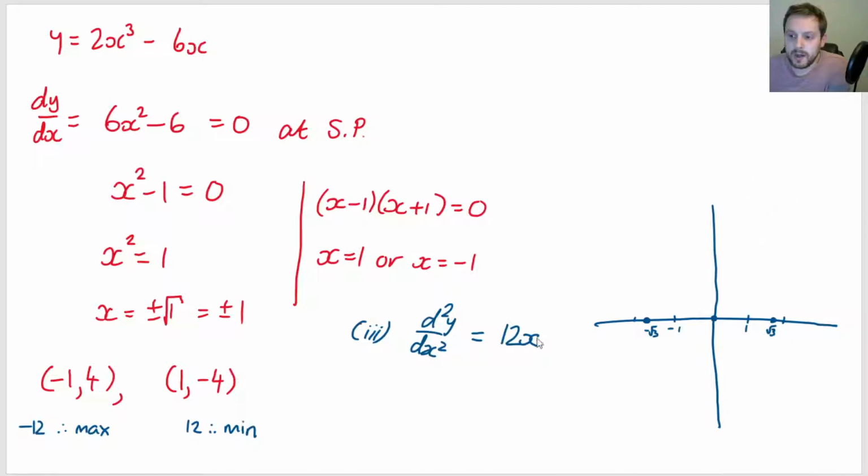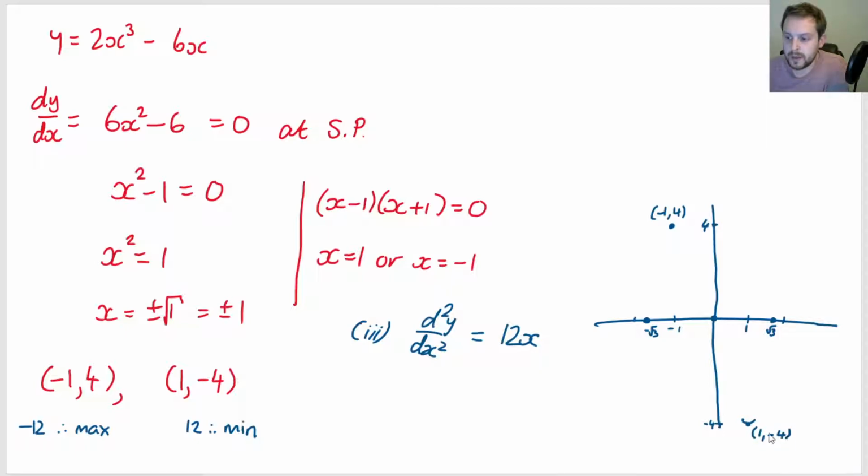Anyway, the reason I need the minus 1 and the 1 is not just for scale, but also because that's where there are some stationary points, right? There is a maximum at minus 1, 4. It's just a sketch at the end of the day, so you're not worried about it being absolutely perfect. But you know there's a stationary point here at minus 1, 4, and you know there's a stationary point here at 1, minus 4. And you can say something more about it as well.